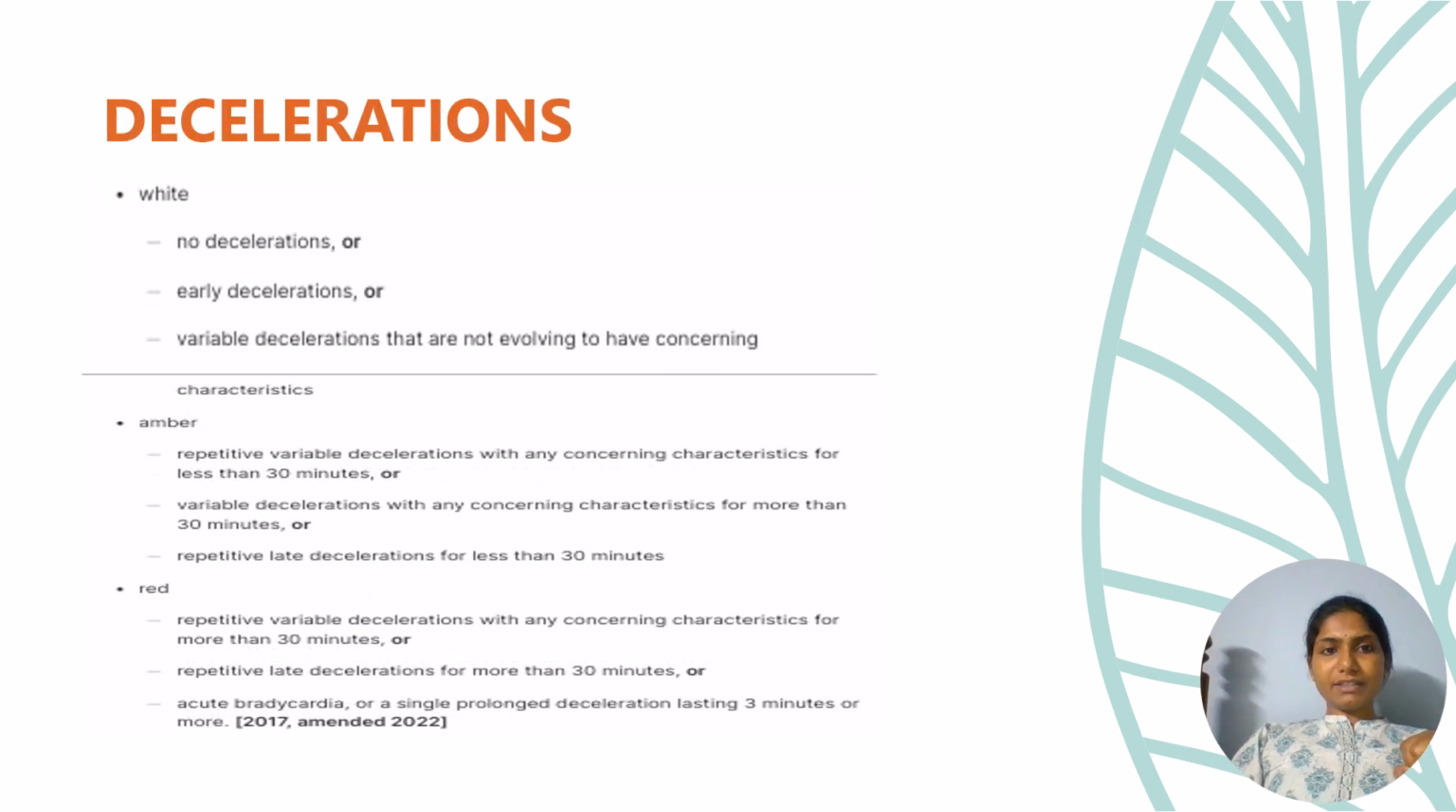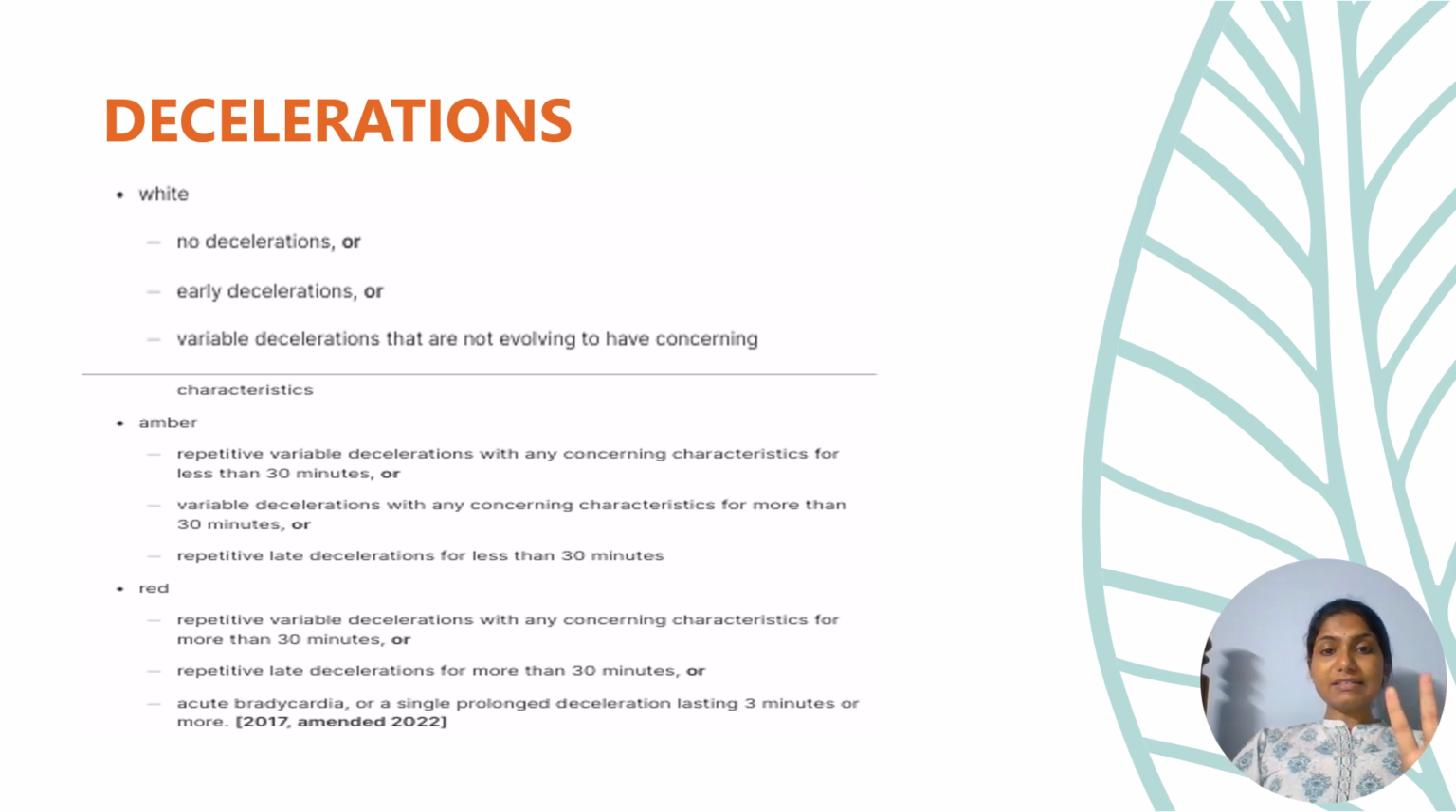The third important is decelerations. So what are decelerations? In the white category, there are no decelerations, or early decelerations, or variable decelerations that are not evolving to be concerning characteristics. So what are the concerning characteristics? If it is lasting more than 60 seconds, if there is decreased beat to beat variability in that deceleration, if there is no shouldering, and there is delayed return to the baseline.